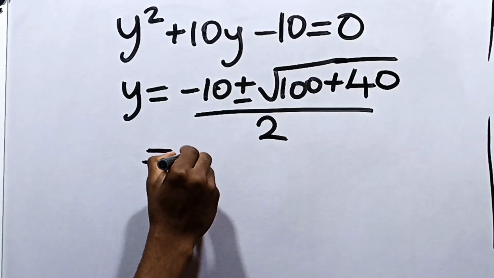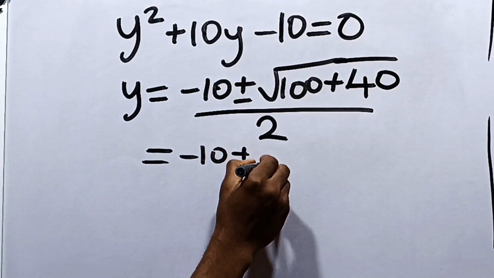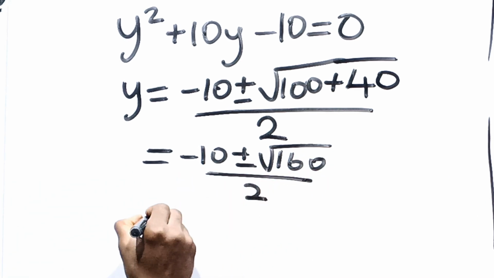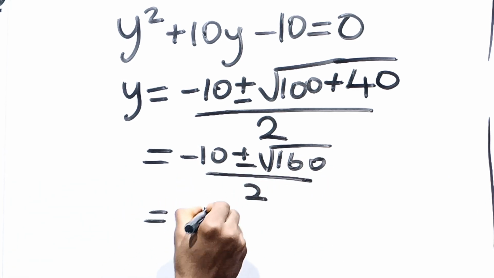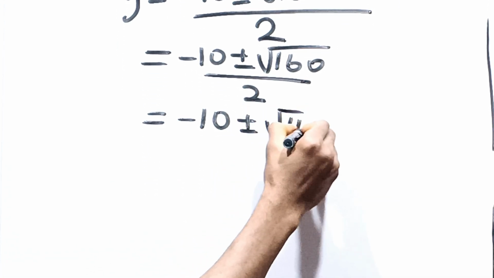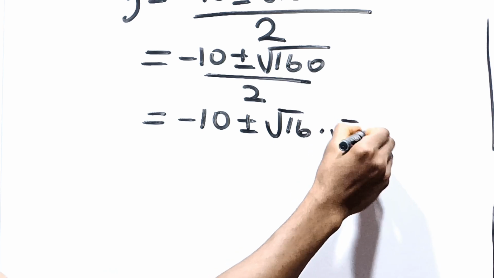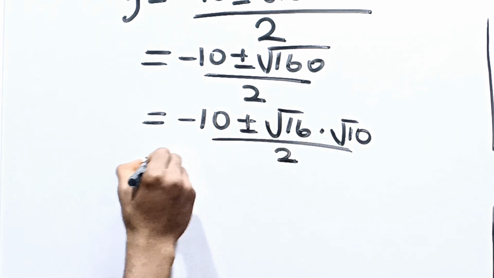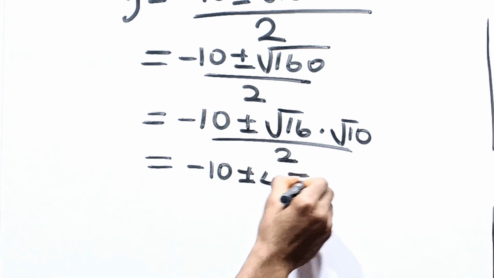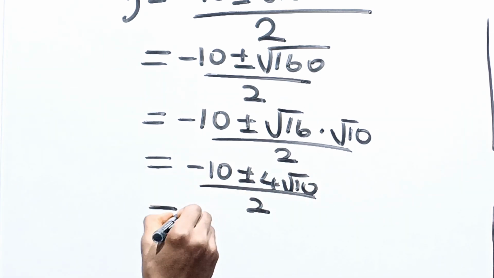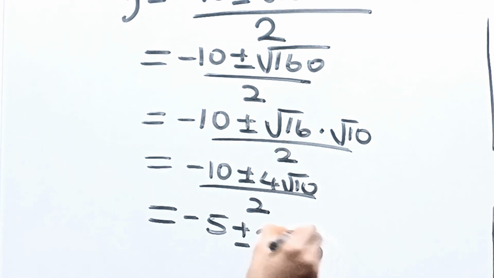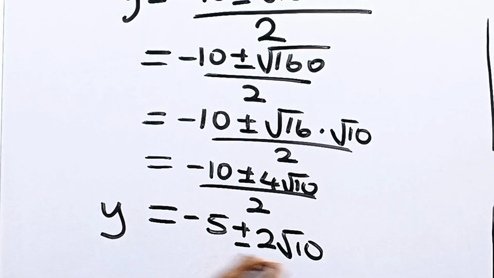This now becomes minus 10 plus or minus root of 160 all over 2. Root of 160 is root of 16 times root of 10, all over 2. So this is equal to minus 10 plus or minus 4 root 10 all over 2, and this becomes minus 5 plus or minus 2 root 10, which is equal to y. So these are the two values for y.